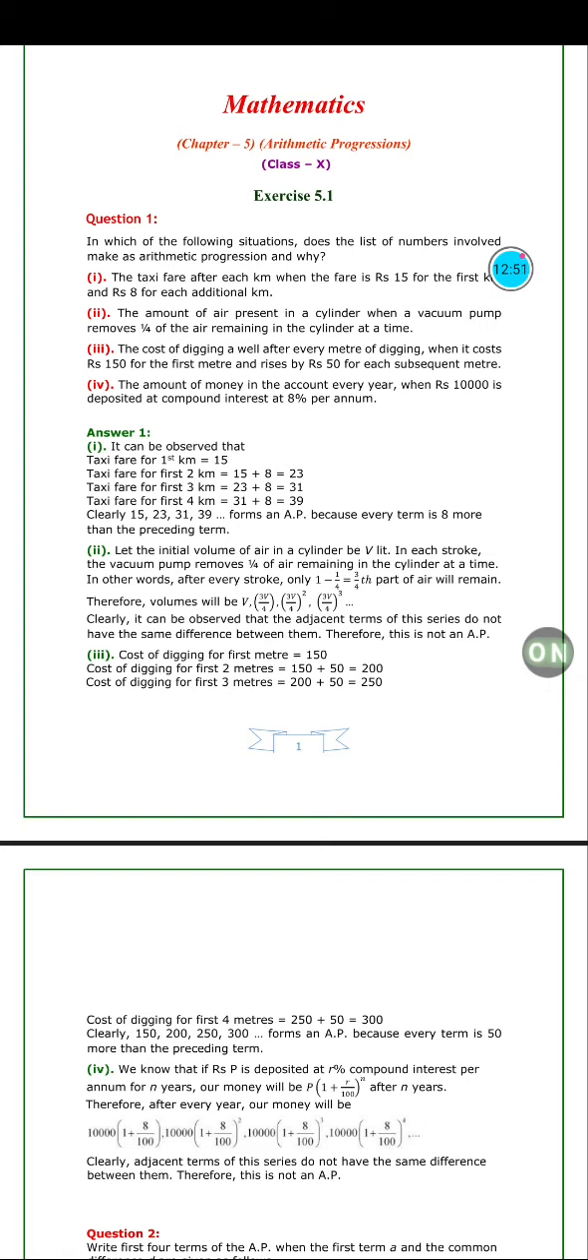First question: the taxi fare after each kilometer, when the fare is rupees 15 for the first kilometer and rupees 8 for each additional kilometer. Observe the question. If the taxi travels 5 kilometers, for the first kilometer we have to pay 15 rupees. So for the next kilometer, the second, we are not going to pay 15 plus 15, 30 rupees. We are paying 15 plus 8. What is that? 15 plus 8?